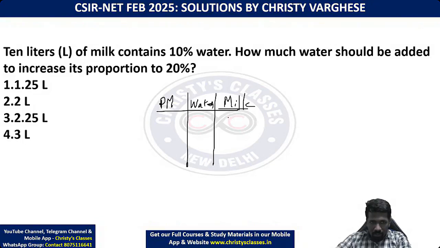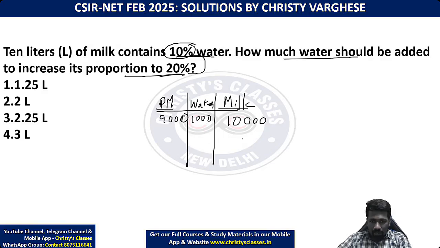So total 10 liters. If you want, you can convert it into milliliters for avoiding fractions. 1 liter is 1000 milliliters, so 10 liters is 10,000 milliliters. 10% of it is water, which means 1000 milliliters of water. The remaining 9000 milliliters will be pure milk. How much water should be added to increase its proportion to 20%? Now you may think, 10% to 20%, so add that much water. No, that is not the idea.